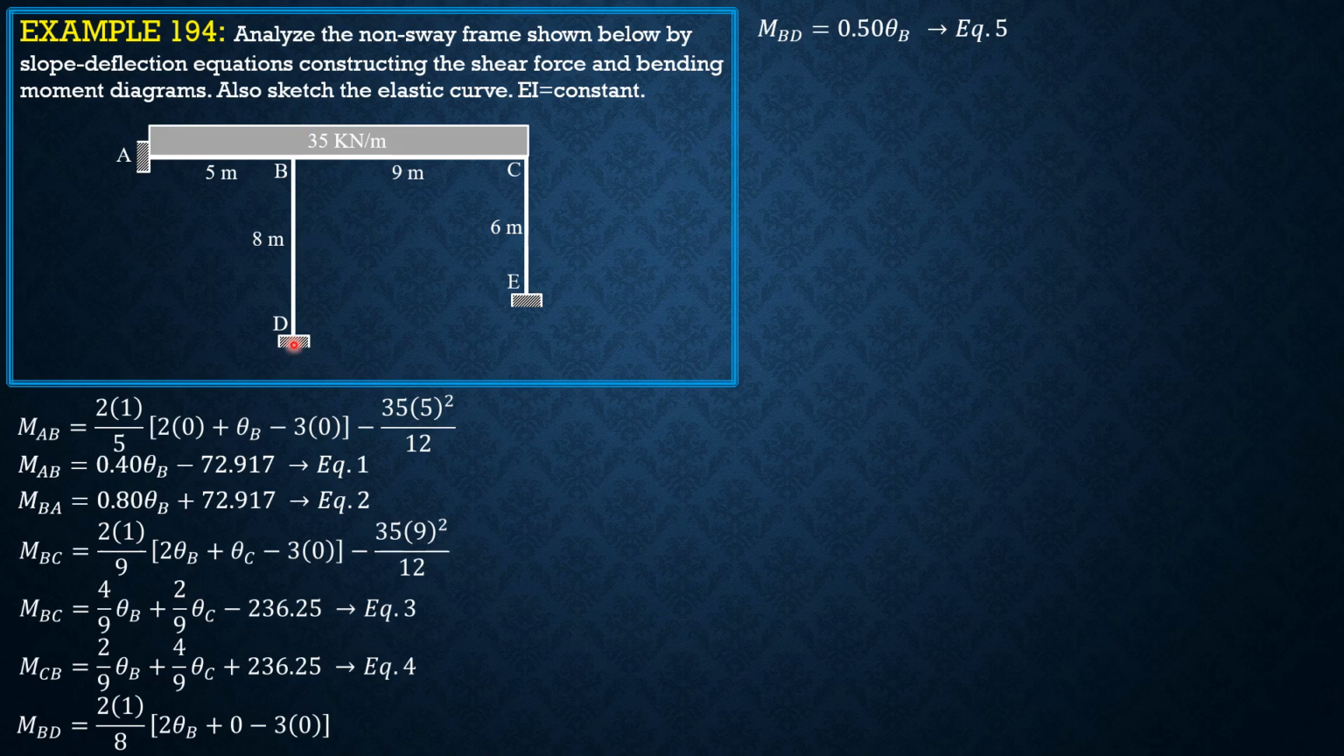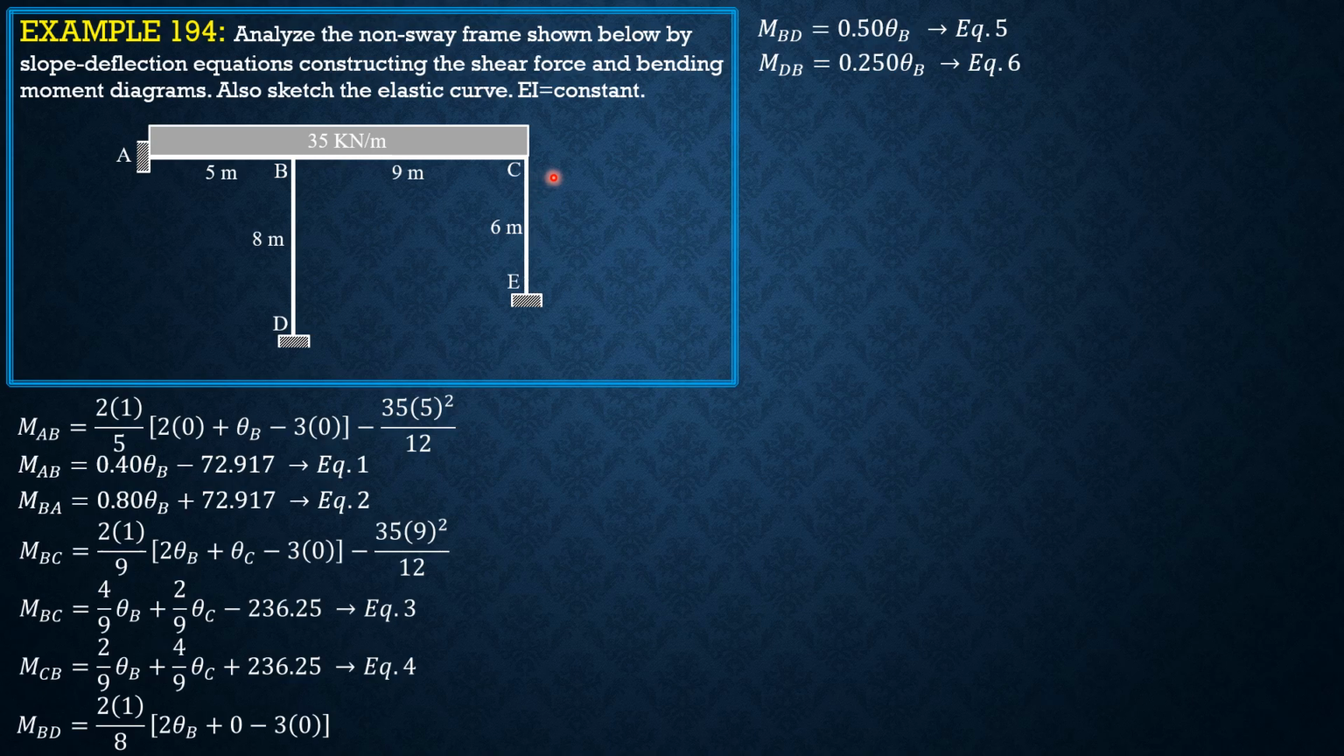Moment DB, on the other hand, it is theta D that is doubled. Theta B will just be theta B. So therefore, because theta D is 0, the equation is moment DB is 0.25 of theta B. Call that equation 6. You can verify that if you want the detailed equation.